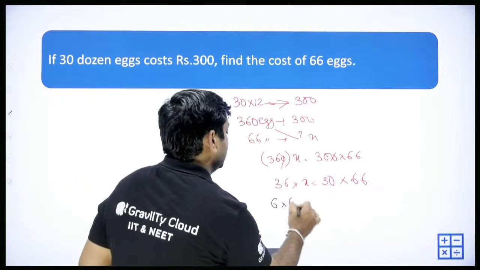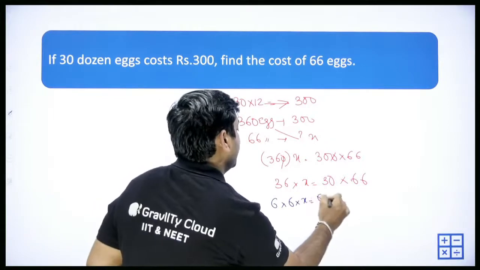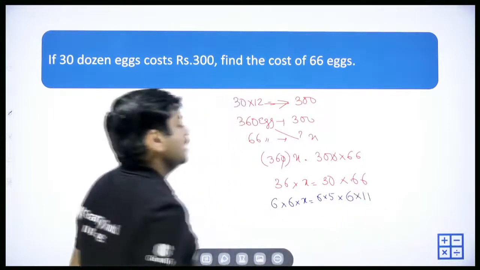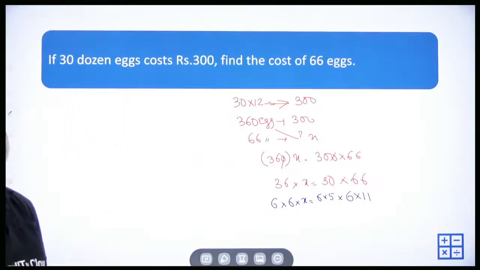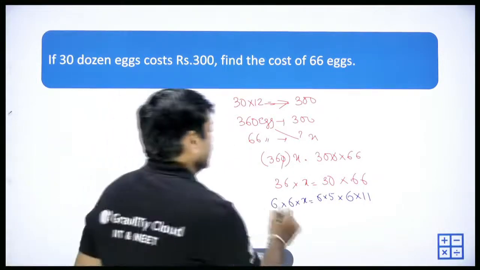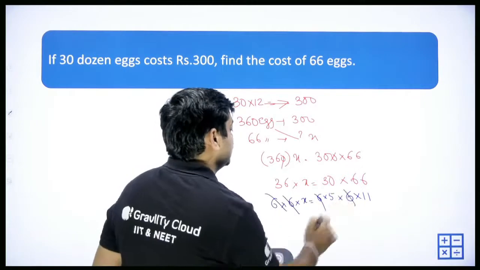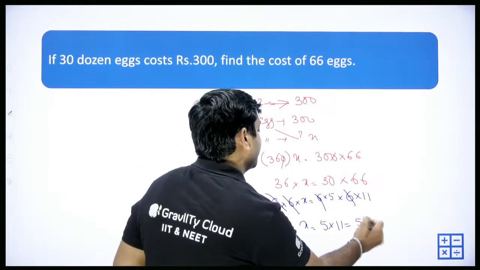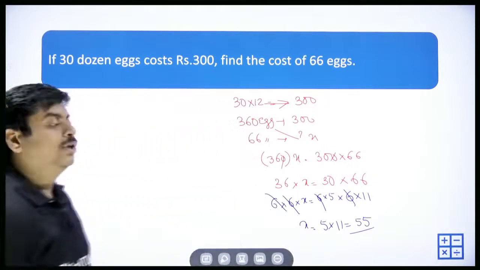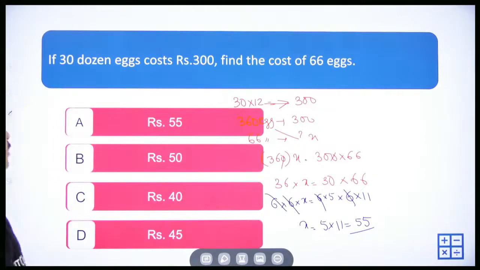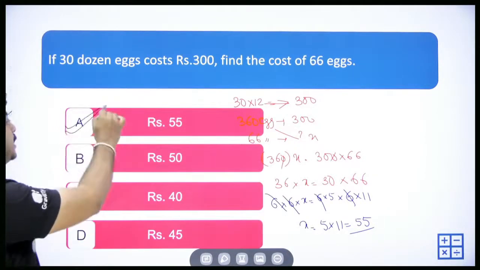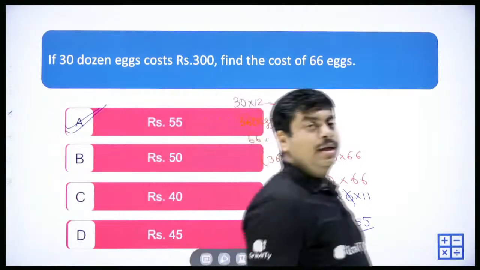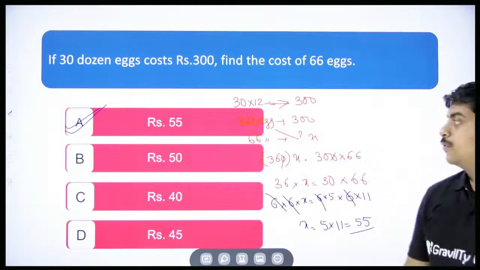6 into 6 into X is equal to 6 into 5 into 66, and 66 is 6 into 11. So 6 and 6 get cancelled, 6 and 6 get cancelled, so X is equal to 5 into 11, which is 55. So that is option A, which matches the correct answer. Clear? Okay. So please copy that quickly. Let's move to the next question.